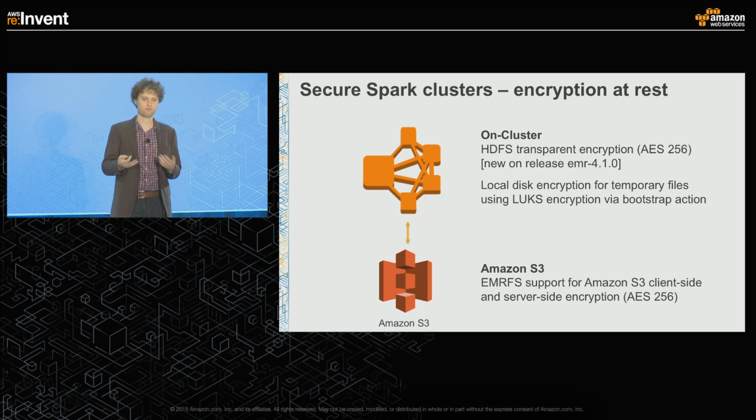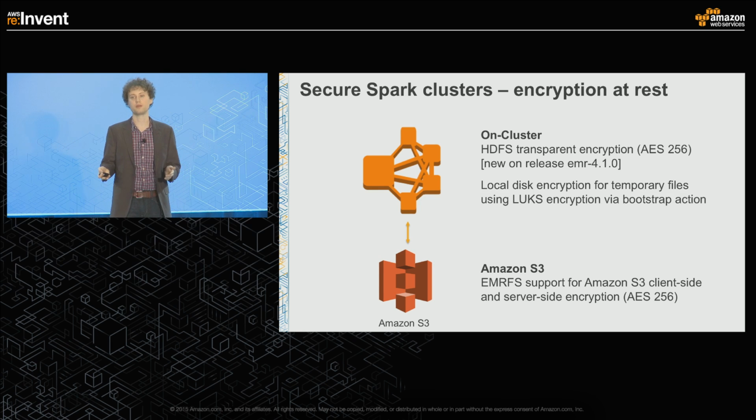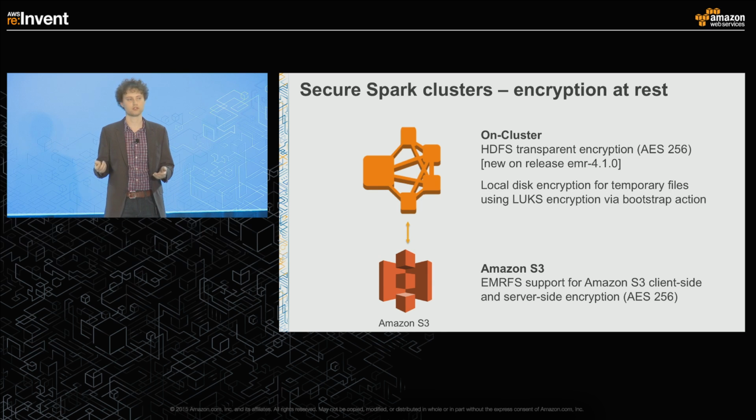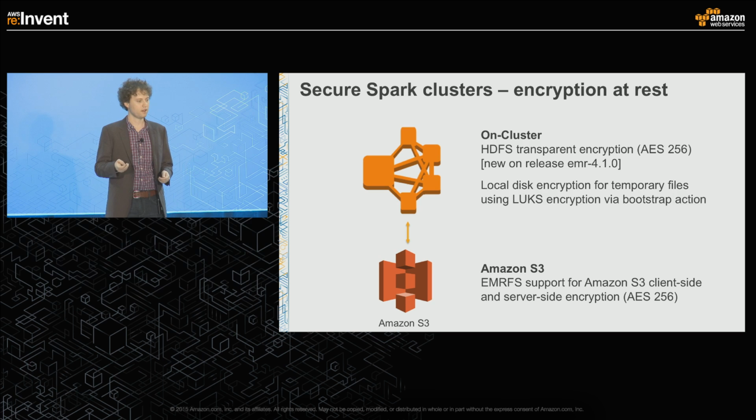On the cluster, there's two file systems, local and HDFS. On EMR release 4.1, which was last week, we released the ability to install the component Hadoop KMS, which can supply keys to encrypt HDFS at rest. If you need to encrypt local disk for, say, spills from an executor, you can use just general LUKS encryption using a bootstrap action, which is a script that runs on each node when a node starts up to encrypt those volumes as well.